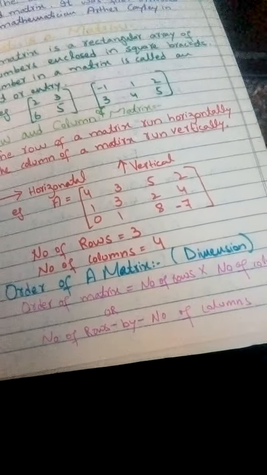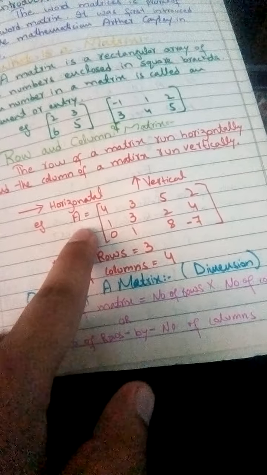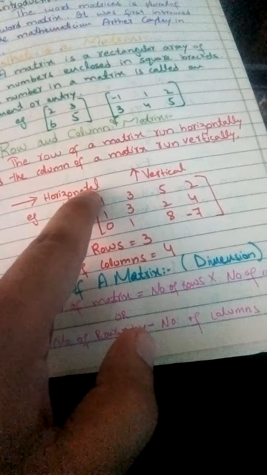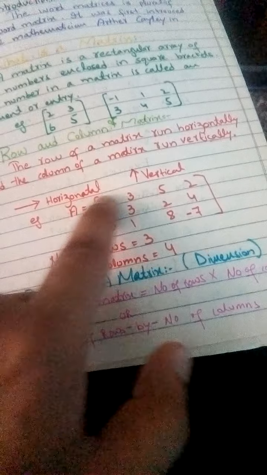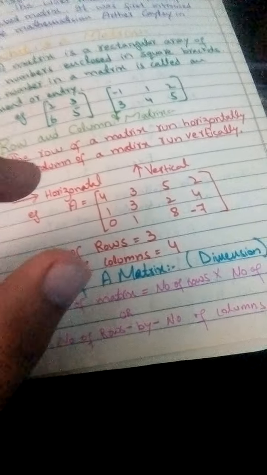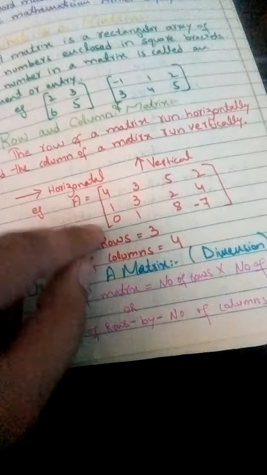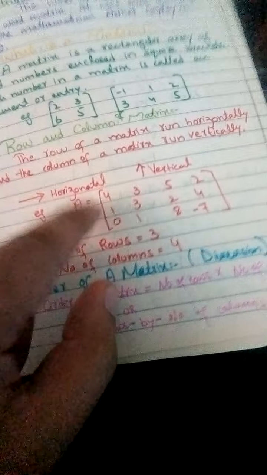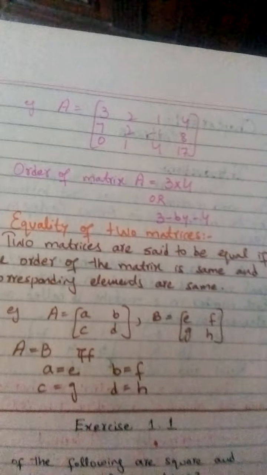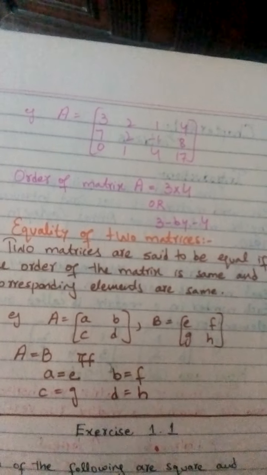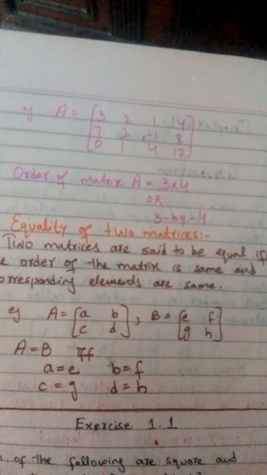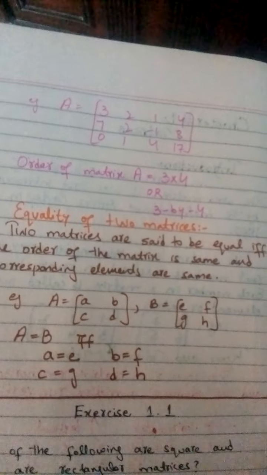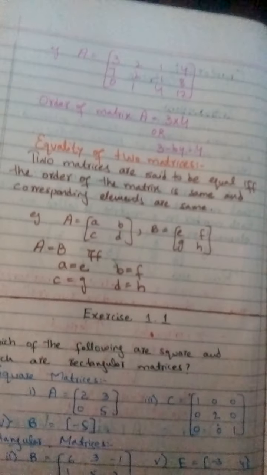So if you have to find the order of this matrix, you will see that the number of rows is 3 and the number of columns is 4. So here the order of this matrix A is 3 cross 4. We will also look at the next page. Here we have a matrix. It has 3 rows and 4 columns, so its order is the same as the previous matrix.